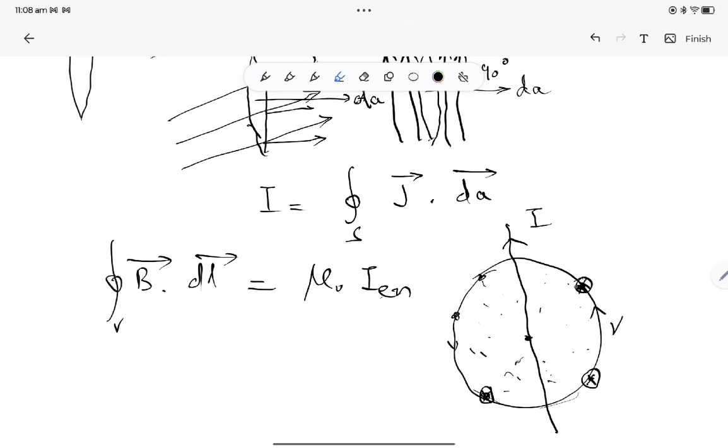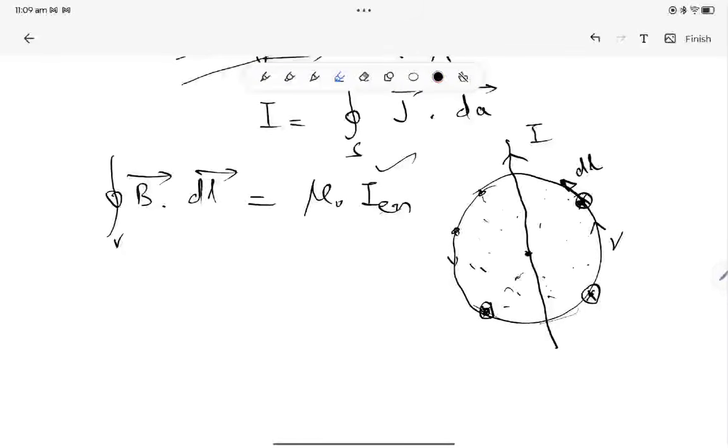And when you calculate the contribution of this magnetic field to the circulation, it will be 0 because the magnetic field is downward. dl is this way, dl is this. The magnetic field is downward, the angle is 90 degrees. So cos 90 degrees is 0. The same is the case with these. So that means this is not the whole current, any current.